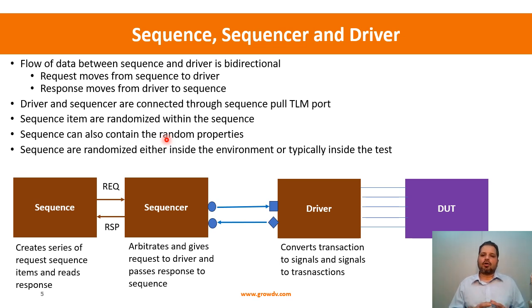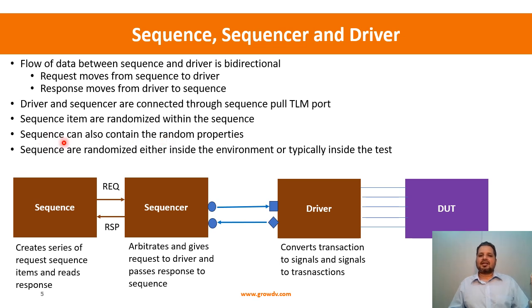So let's say I want to restrict all the sequence items that this particular sequence is generating to the length of 5 to 32 bytes. That length I can randomize within the sequence, and I can use that for constraining the sequence item that I'm generating with the help of inline constraints, right? So I can do that.